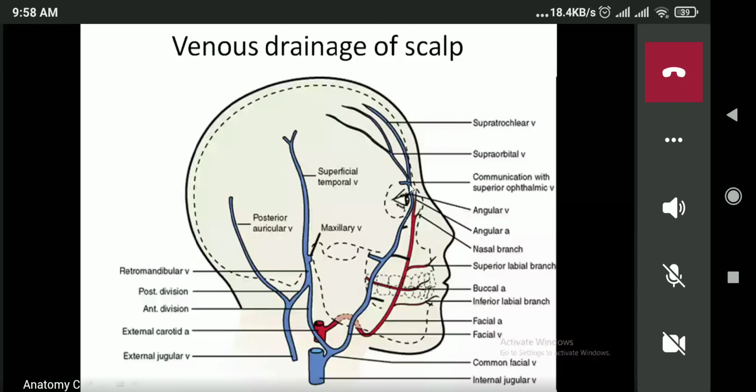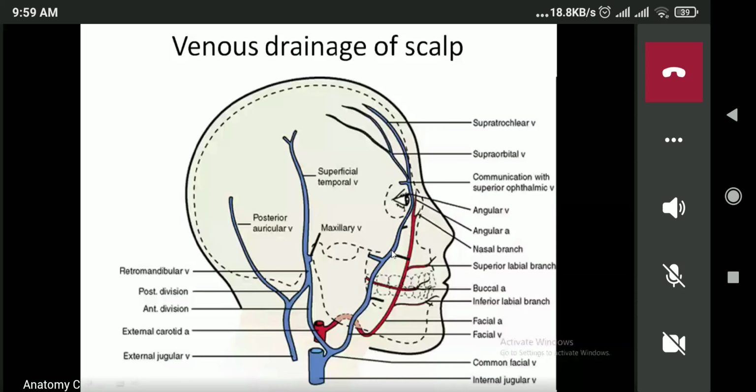As we can see in this diagram, the supratrochlear vein and supraorbital vein unite at the medial angle of the eye to form the angular vein. This angular vein continues down, running obliquely through the face to form the facial vein. Clear? So the supratrochlear and supraorbital veins unite to form the angular vein at the medial angle of the eye.